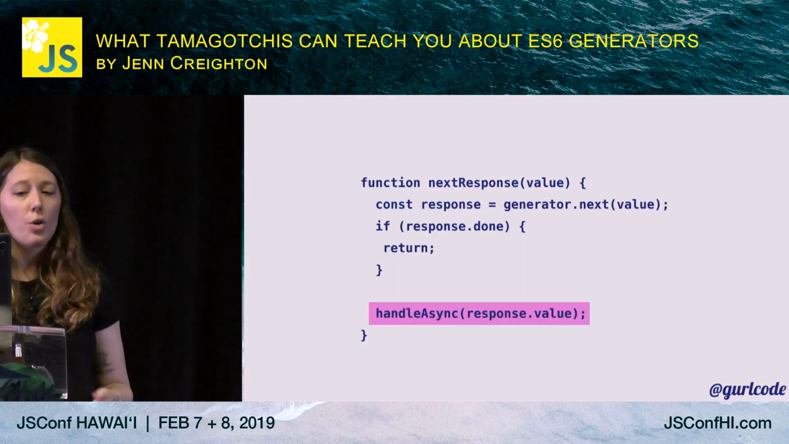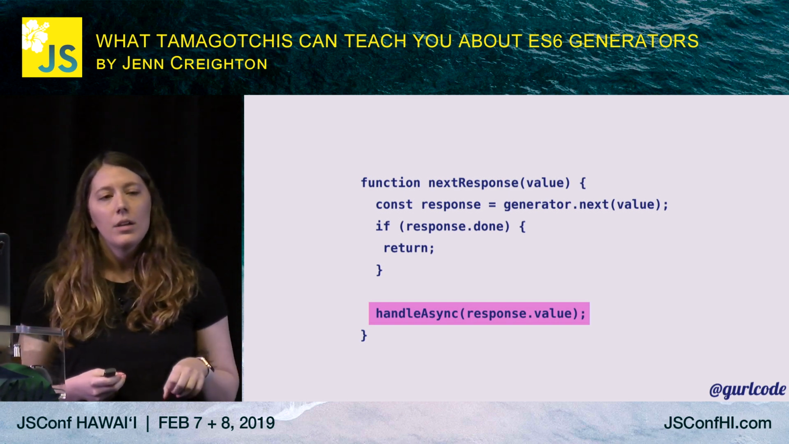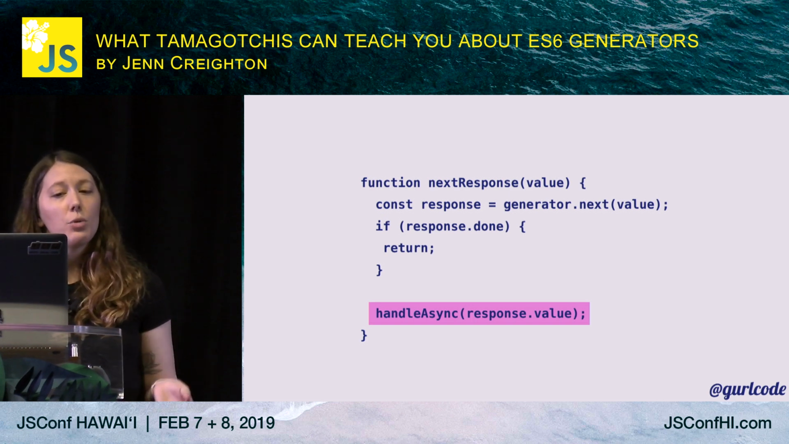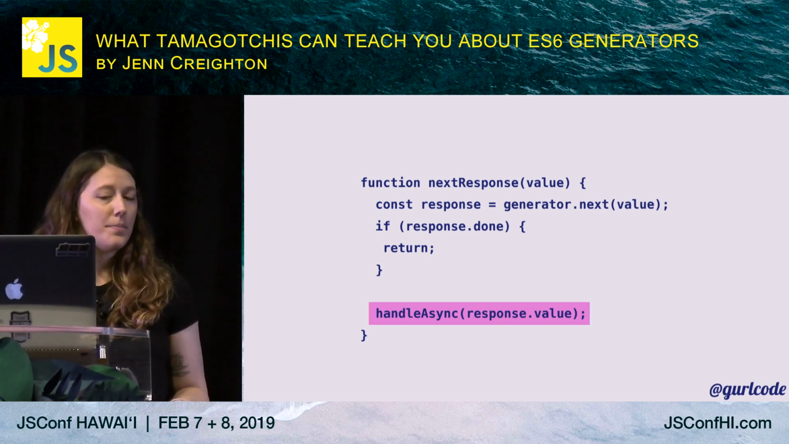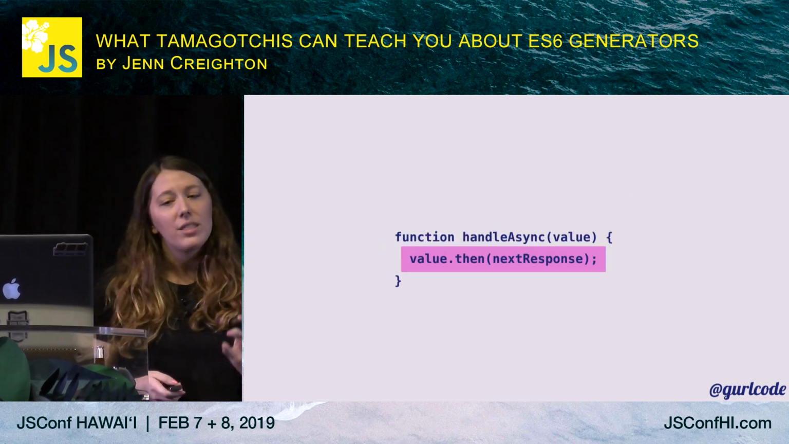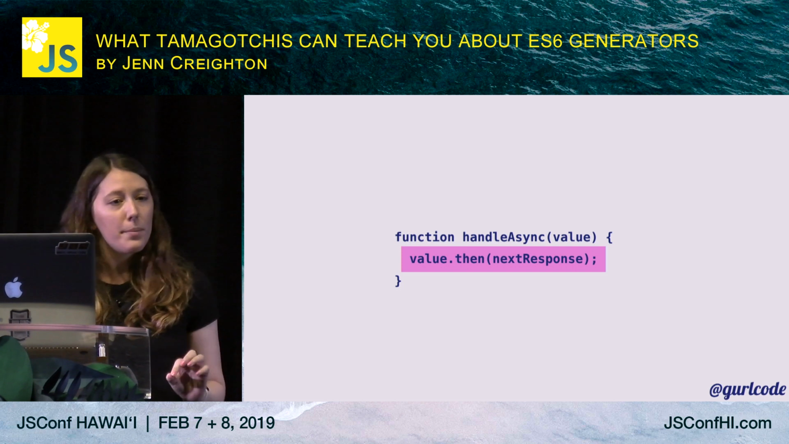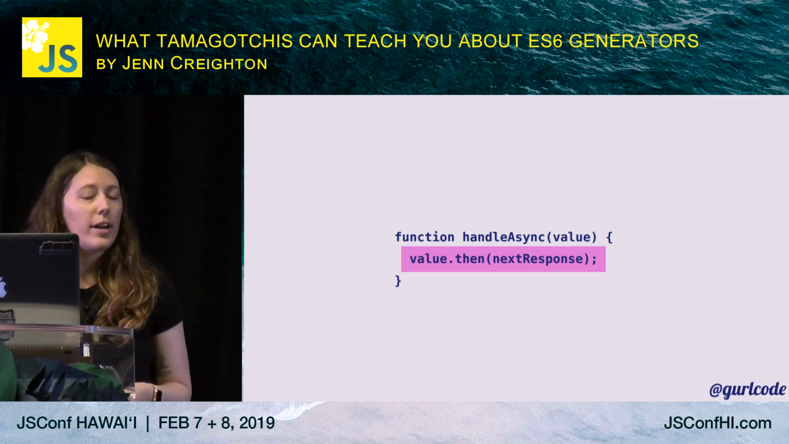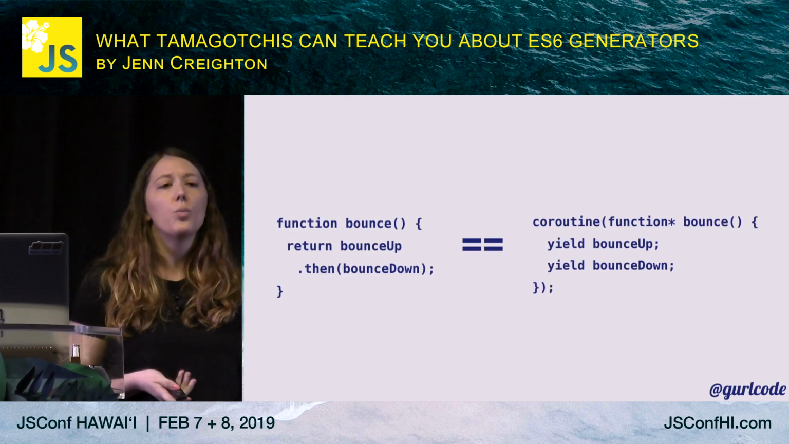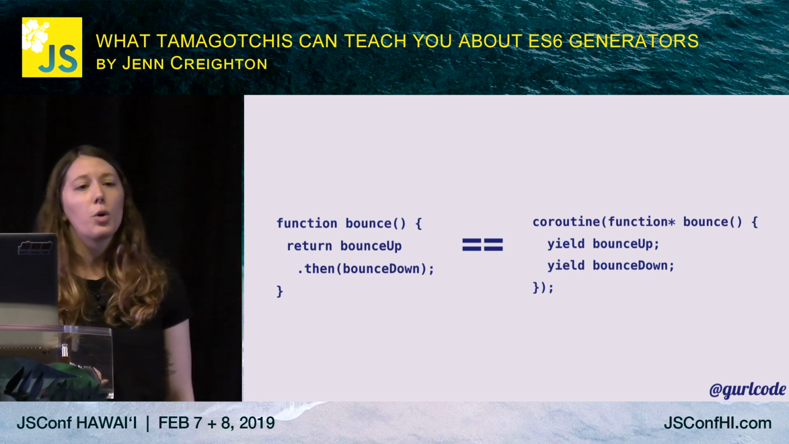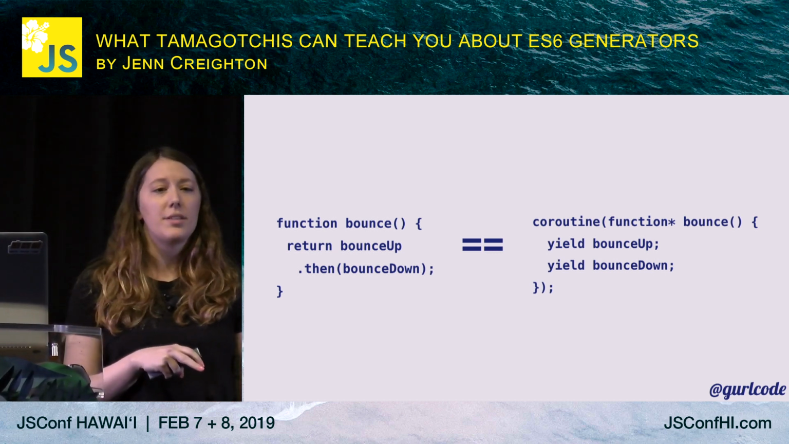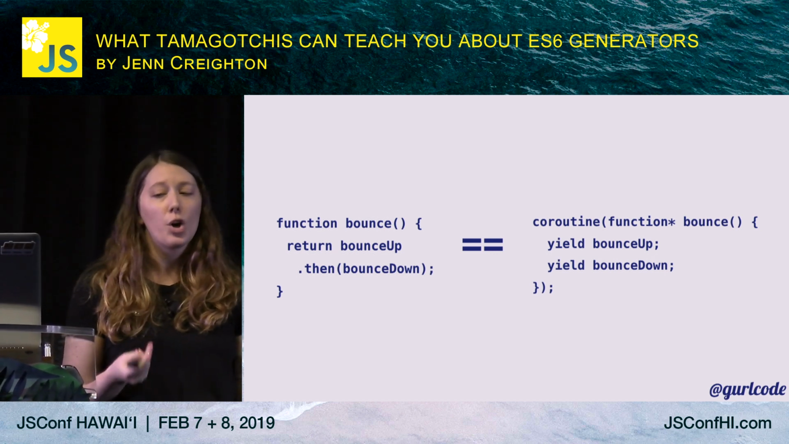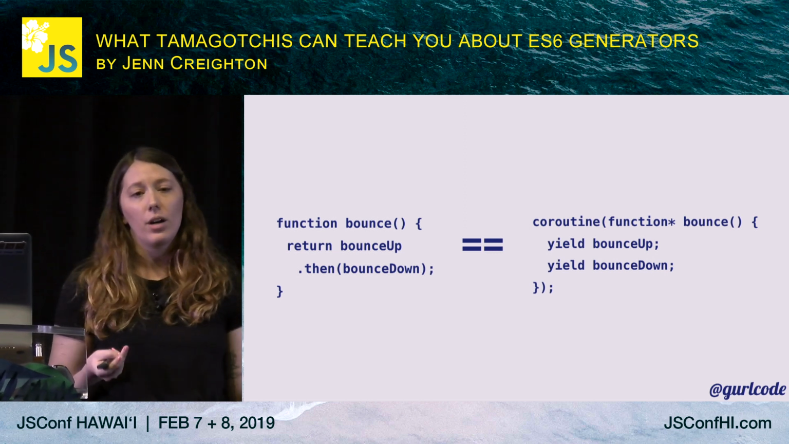So I can amend my coroutine to handle async requests. Instead of calling next response, we'll call a handle async function. We'll pass it the value of the generator's response, which is a promise. And now we can prevent the generator from resuming until the promise is resolved. When it's resolved, we'll call next response, which will resume the generator. So with this amended coroutine, these functions are now equivalent. Previously, we chained promises together for the animation, and now we can yield promises, and our cooperative partner, the coroutine, will handle resuming the generator when the promise is resolved.